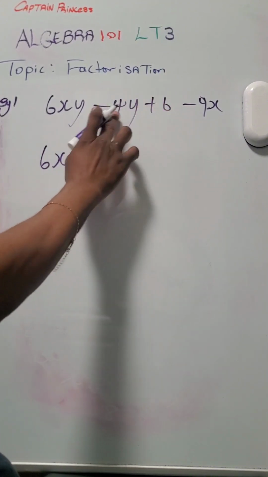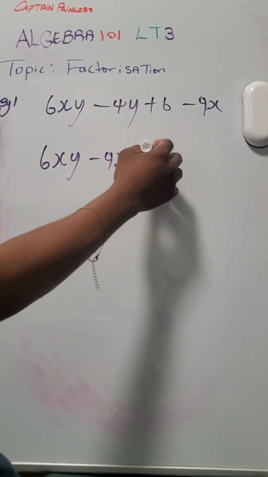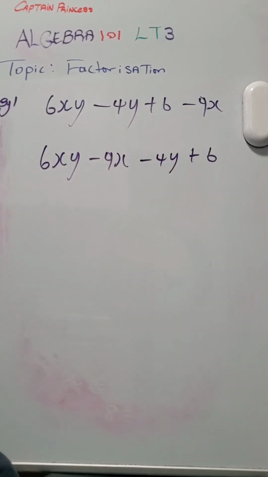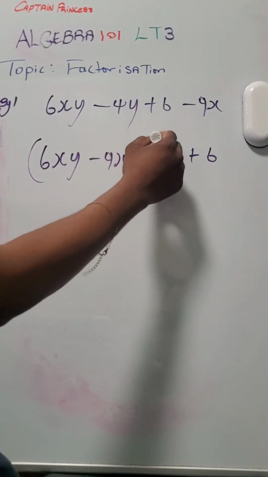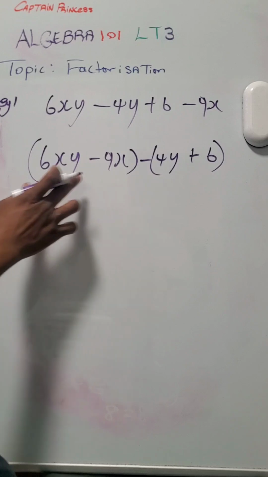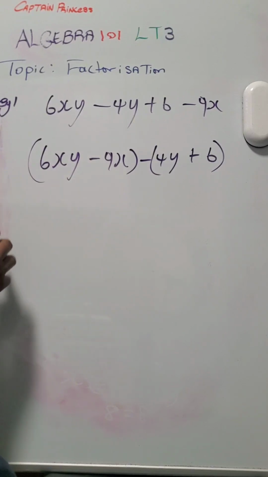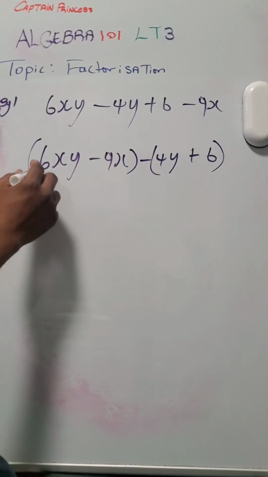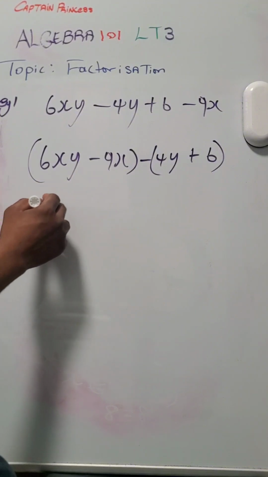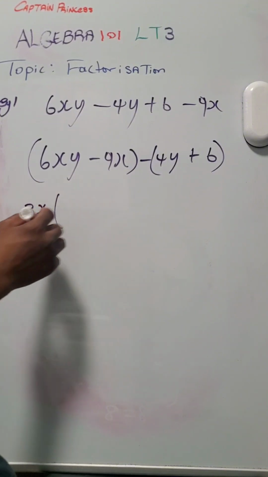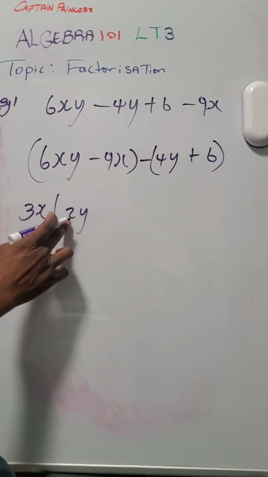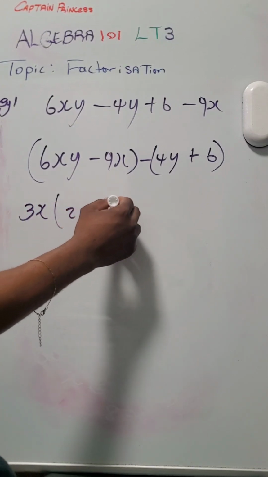Then we're going to put this together. So we got minus 4y plus 6. Then we're going to factor out whatever is common to both terms. For this we can write 3x on the outside, and then whatever remained on the inside is 2y minus 3.